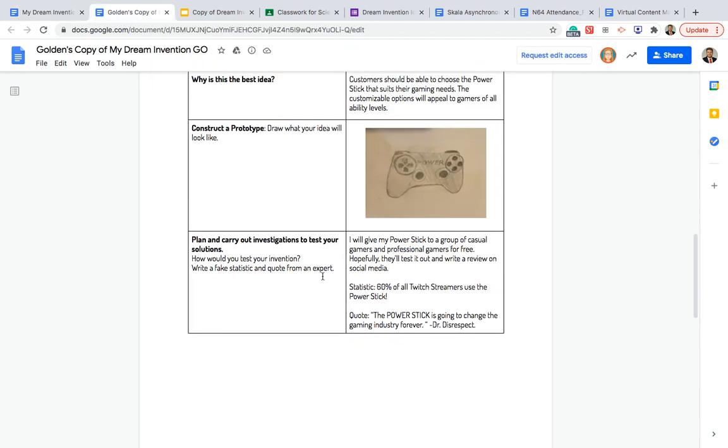So, how would you test your invention? Well, I would give my power stick to a group of casual gamers and professional gamers for free. Hopefully they'll test it out and write a review on social media. He could also come up with a feedback form, just like we do in Google Forms all the time, about how well they thought the product did, just a simple review of the product. That way people could say, okay, this professional gamer who I follow on Twitch or YouTube prefers this power stick over the normal controller. It must be good.